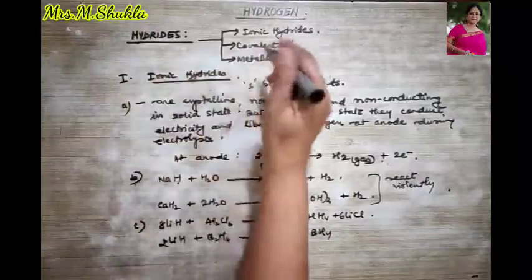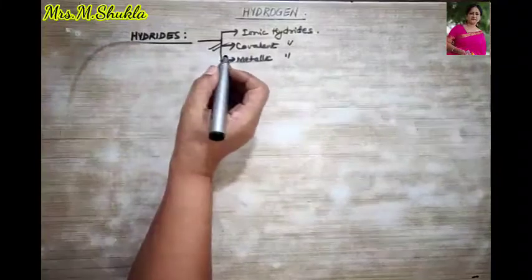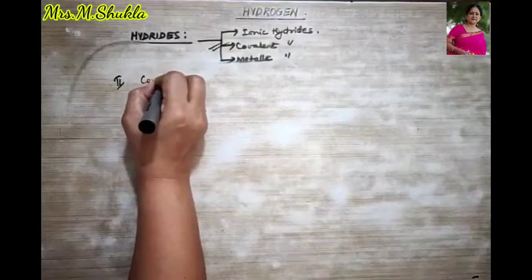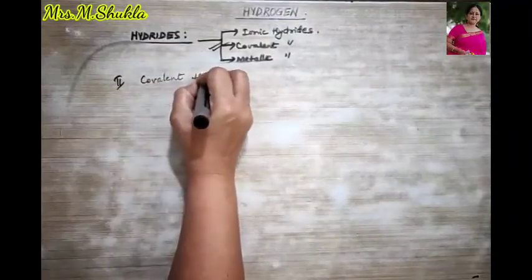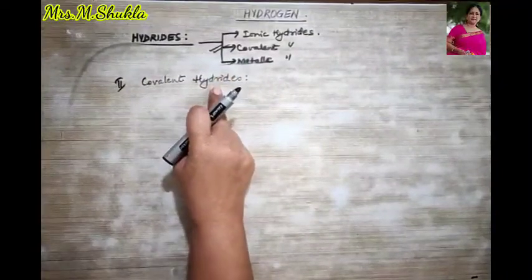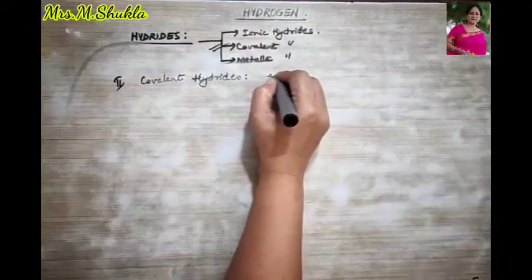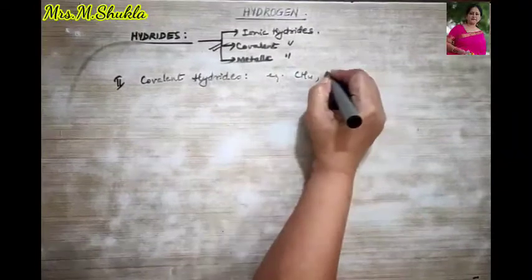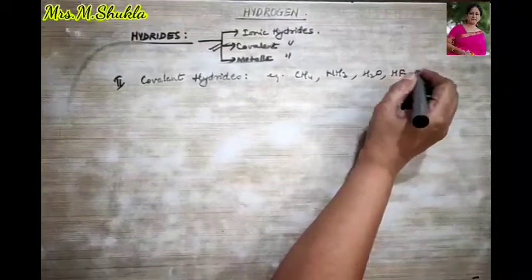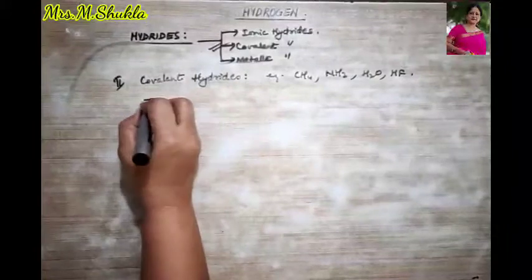Now we come to the second type of hydride, that is covalent hydrides. So definitely when non-metals combine with hydrogen, they will be termed as covalent hydrides. For example, it could be CH4, NH3, H2O, HF and so on. So being covalent in nature, they are volatile.